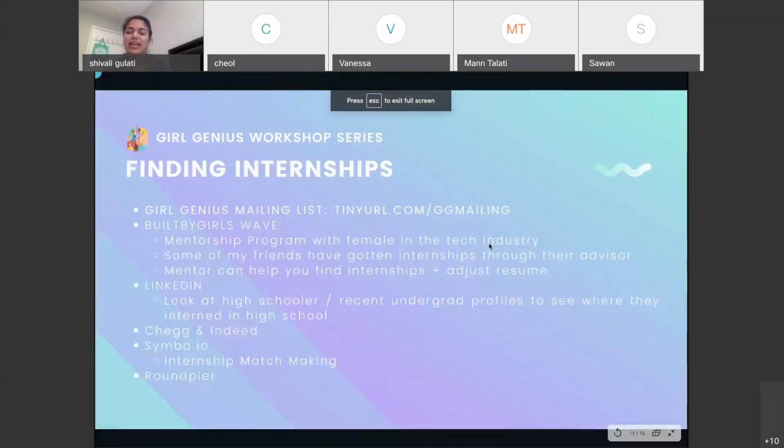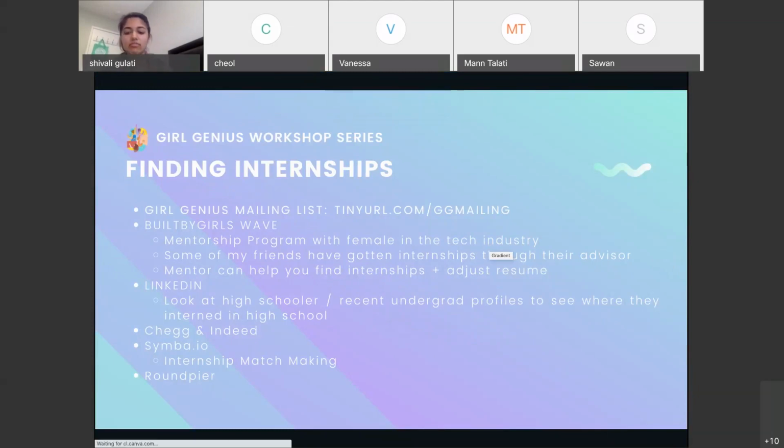But in general, making a spreadsheet of the things that you want to include in your cold emails or your applications is really helpful. I will send you guys the table that I use through email.